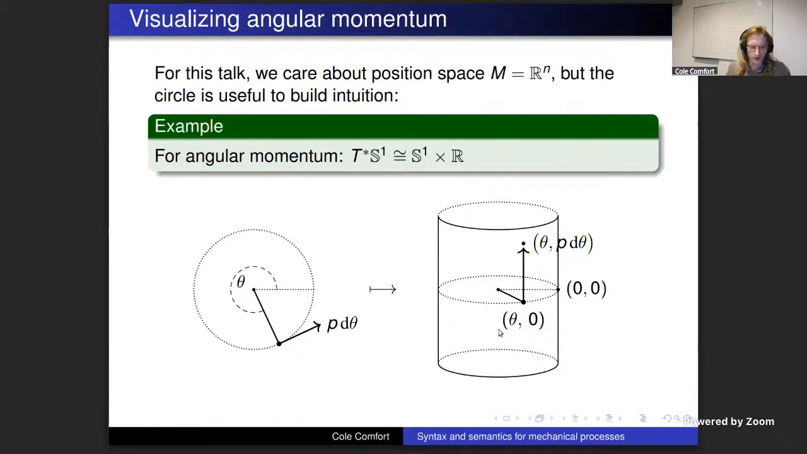So the angle is the position. It tells you where you are on the circle, and then the momentum, if it's really fast in a counterclockwise direction, it will be really high, and if it's really slow, it will be near the center, and if it's really fast in a clockwise direction, it will go down here. But the point is, any configuration of this pendulum you can think of in terms of its position and momentum on the cylinder.